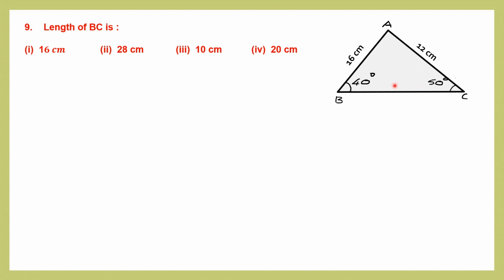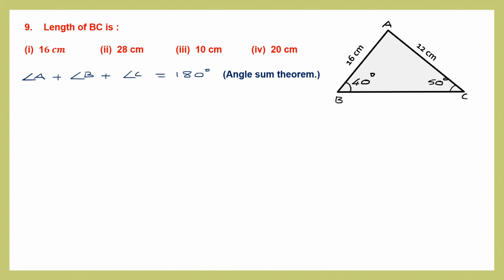So 40 plus 50 plus, let's call angle A the unknown angle. Angle A is the unknown angle. So that means angle A plus angle B plus angle C should all be equal to 180 degrees. Why is it so? We know that the sum of angles of a triangle is equal to 180, or we call it the angle sum theorem. That means the sum of all the angles of a triangle should add up to 180 degrees.